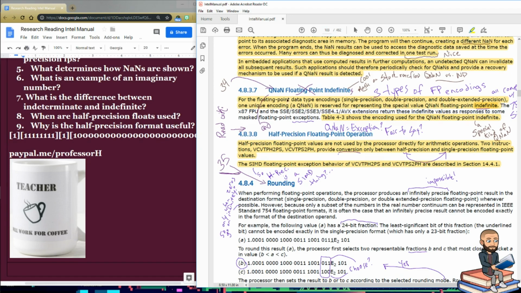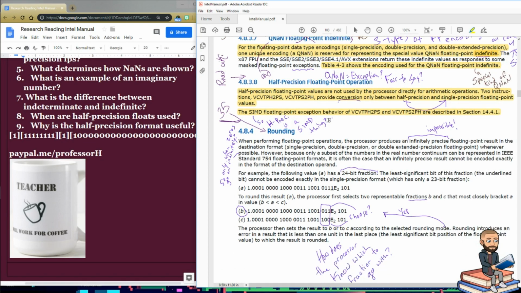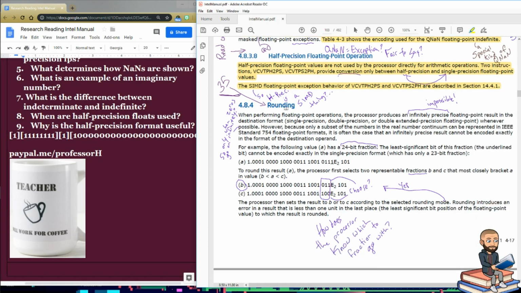So I hope this helps you wrap your mind around this whole QNaN indefinite thing. It's just one short paragraph here on page 103, and then another 2 sentences about half precision. Then the Intel manual just keeps it going and talks about rounding, which is really interesting, and we'll cover that in the next video.